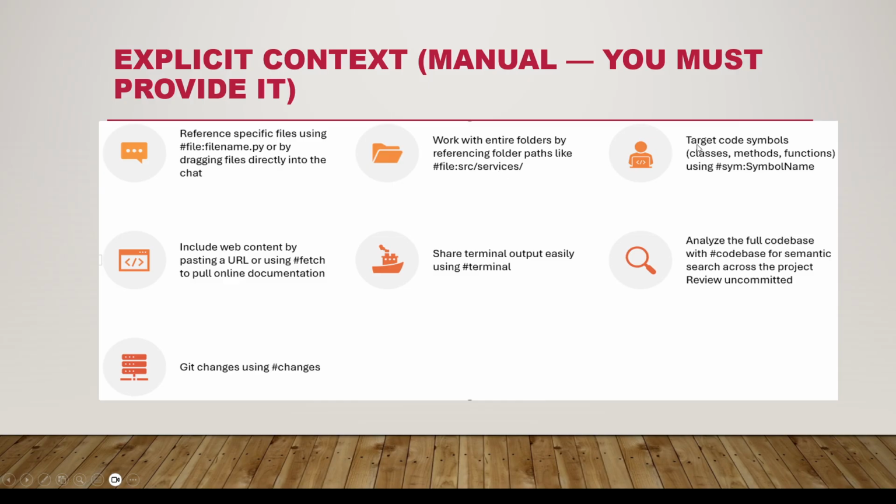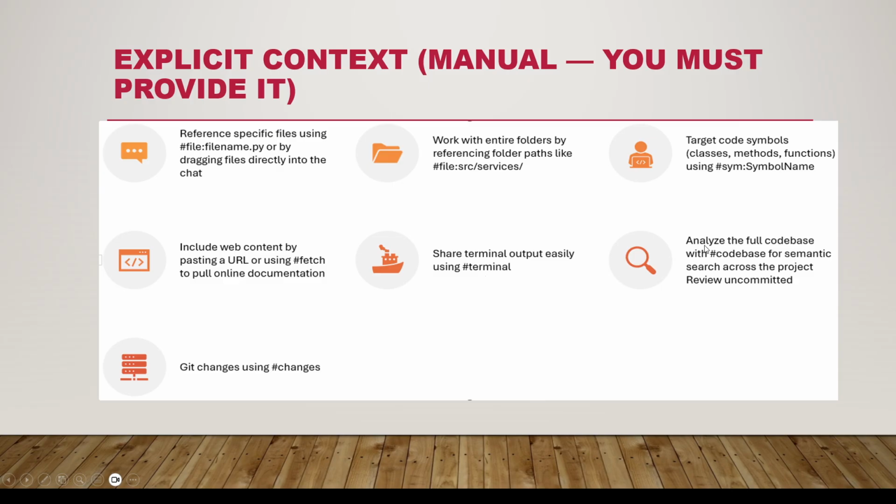In case there are any target code symbols, classes, methods or functions, you can also use them using hash symbol. In case you want to search any web URL, you can use fetch. For example, in our context, we wanted to include a particular website to be referred. So we could use slash fetch, and then that website will be passed via GitHub Copilot to get the information. In case we sometimes need to send the terminal prompts or terminal output as a context, we can send it using hash terminal.